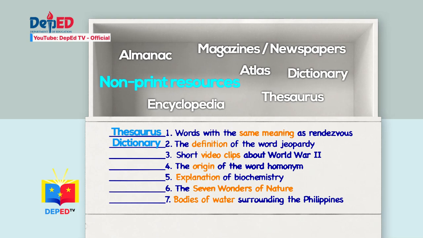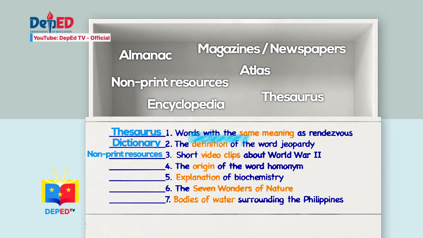Answer, non-print resources. Number four, the origin of the word homonym. Answer, dictionary. Number five, explanation of biochemistry. Answer, encyclopedia. Number six, the seven wonders of nature. Answer, almanac. Number seven, bodies of water surrounding the Philippines. Answer, atlas.